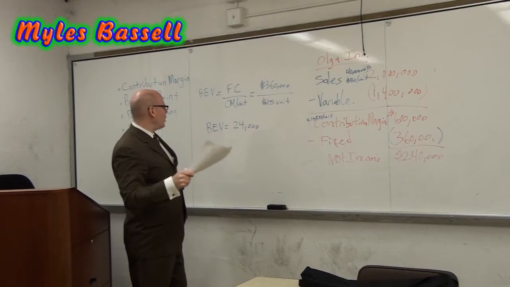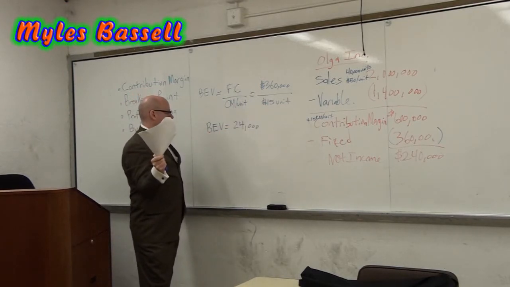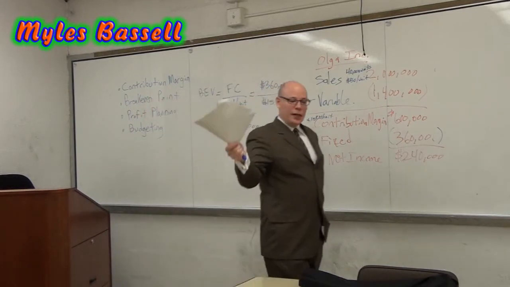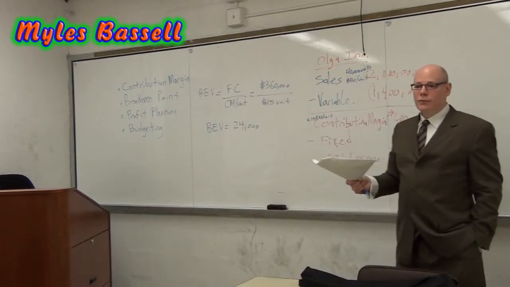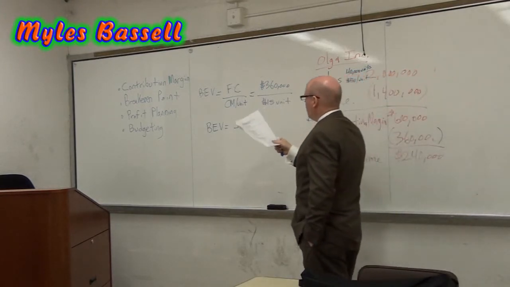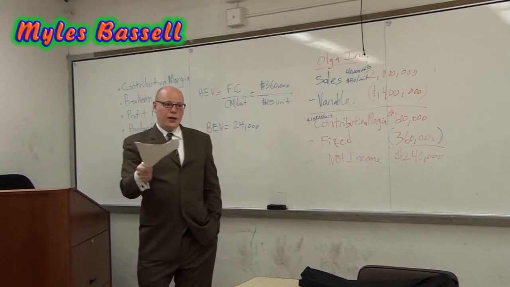So who could tell us what that means in this situation at Olga's company? We're saying that the break-even volume is 24,000 units. Yeah, tell us, Greg. They have to sell 24,000 units in order to break even. Right. So to cover their fixed cost and their variable cost, they need to sell 24,000 units.